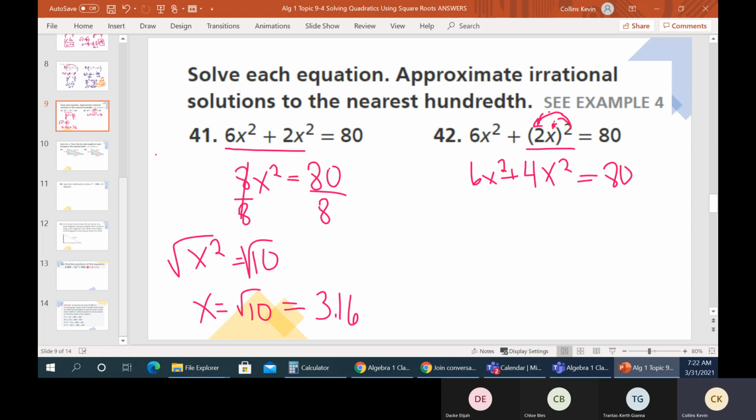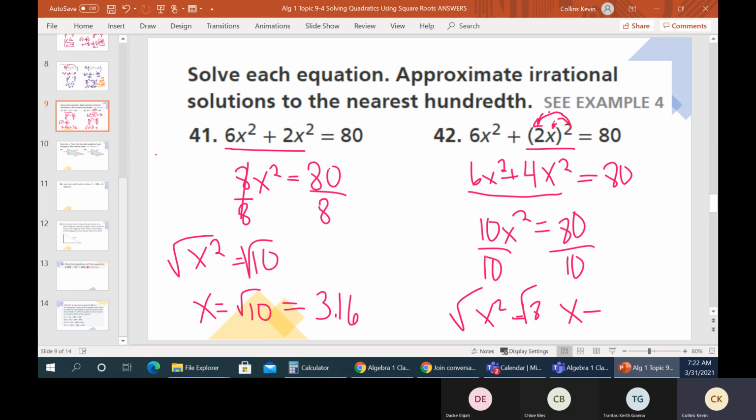Well, this looks kind of suspicious, doesn't it? So this guy, we add these two together, right? So we get 10x squared, so it's almost like the other problem. Except instead of 8x squared, we got 10x squared. So we divide by the 10. Okay. So then x squared equals 80 divided by 10, which is just 8. Square root both sides. x is going to be the square root of 8.